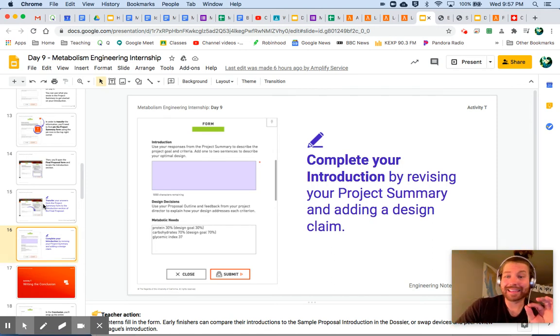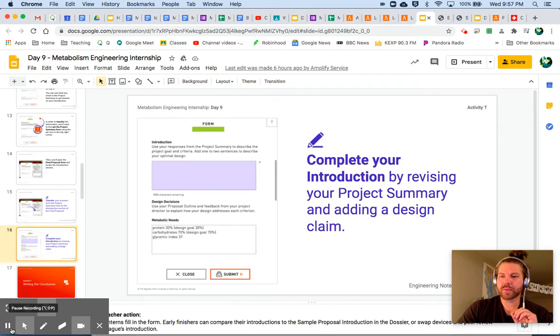And make sure you add that claim as well. And you can use that outline that we looked at earlier. So go ahead, work on that, go find that, and then come back to me. We'll talk about the conclusion.